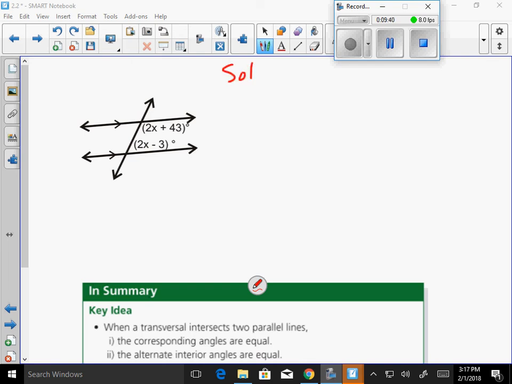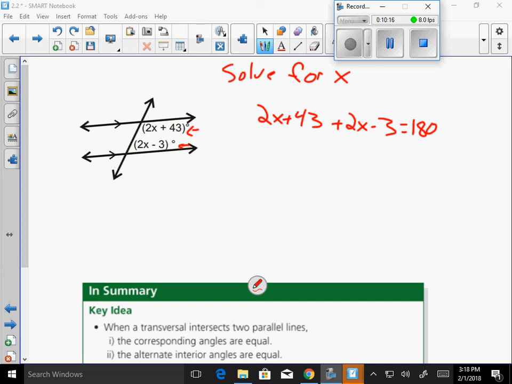So you need to solve for x. We have to do some actual algebra here, okay? Good little review from Math 10. So we know that these 2 angles, because they're co-interior angles, add up to 180. So you know that 2x plus 43 plus 2x minus 3 equals 180 degrees. So now what you need to do is solve for x.